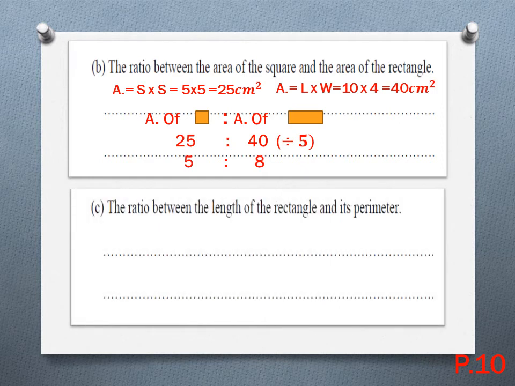The ratio between the length of the rectangle and its perimeter. We have the length is 10 to 28. Both even, divide by 2: 10 divided by 2 equals 5, 28 divided by 2 equals 14.